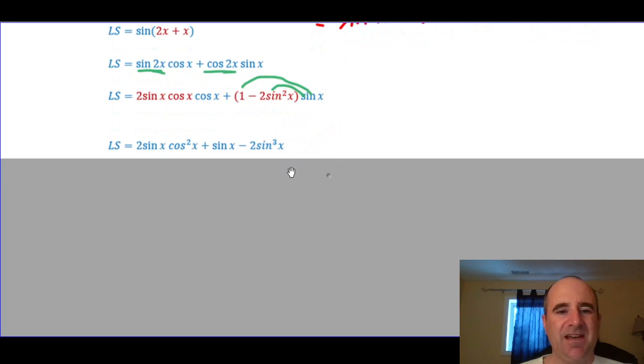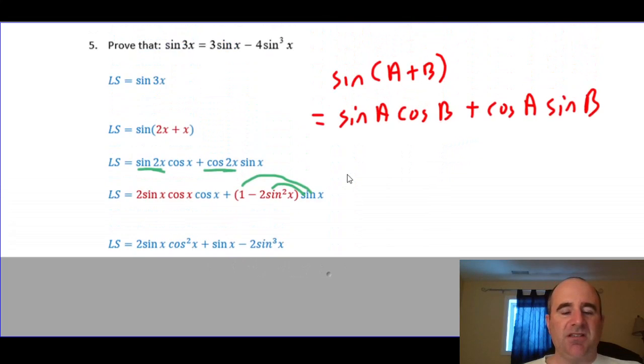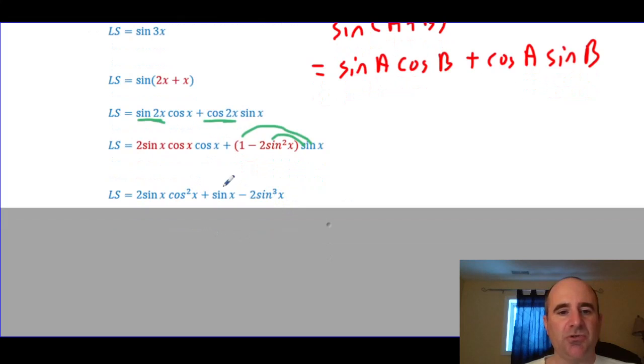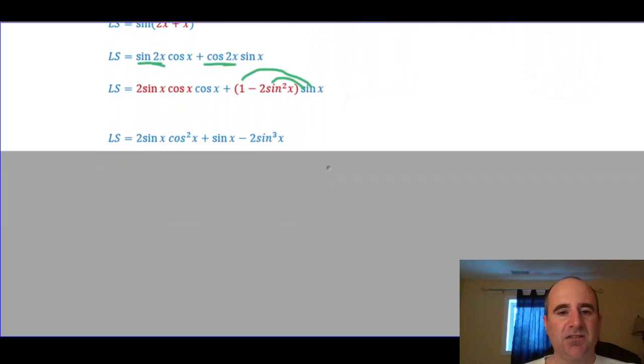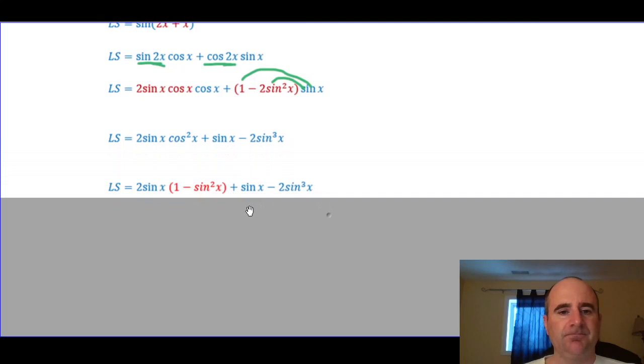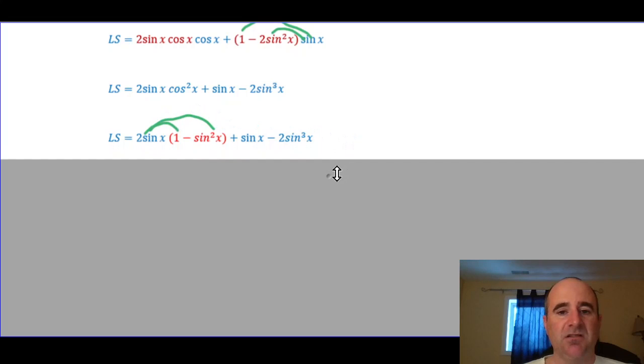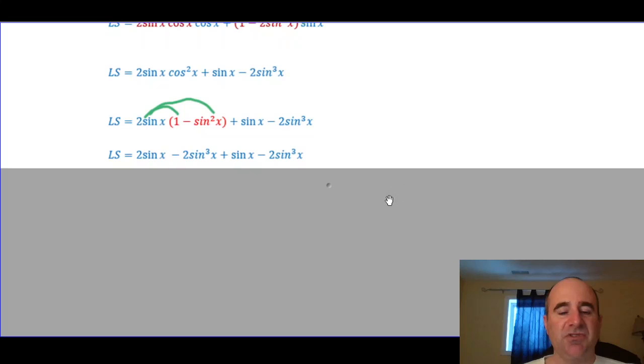Okay, once I've done that, now what? It's not obvious what to do. Well, I can look at the right side again and realize there's only sines, and sure enough, I have a cosine here, but it's a cos squared x, and that's fine because I can replace cos squared x with 1 minus sine squared x. Just like that. And anytime you can simplify, it's always a good idea. I'm going to multiply 2 sine x by 1, then I'm going to multiply 2 sine x by negative sine squared x. So I get 2 sine x minus 2 sine cubed x.